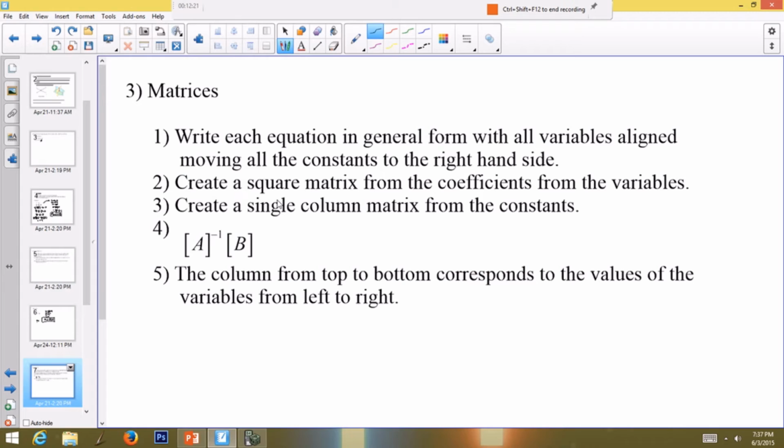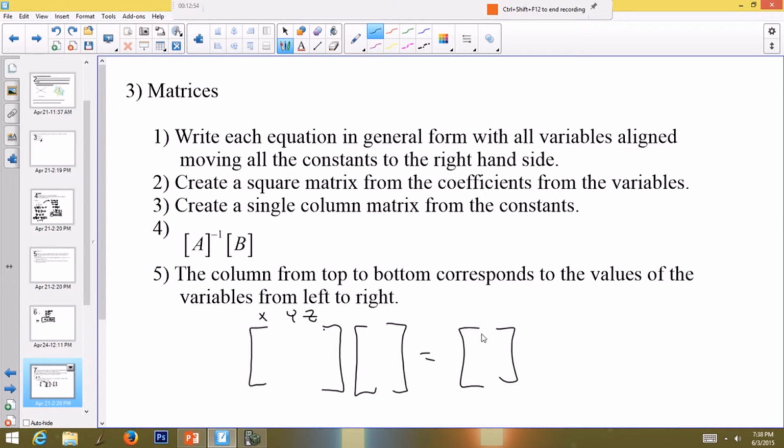Then we're going to create a square matrix from all the coefficients of the variables, and then we're going to make a single column matrix from all of the constants. Then we're going to use our calculator and go A inverse B, and the column that is the result from top to bottom corresponds to the values of the variables from left to right. So basically, when you go A inverse B, you're going to get a column. If this is the X, Y, and Z column, then from top to bottom, the results are going to be your X, Y, and Z. So that's how you're going to read it.